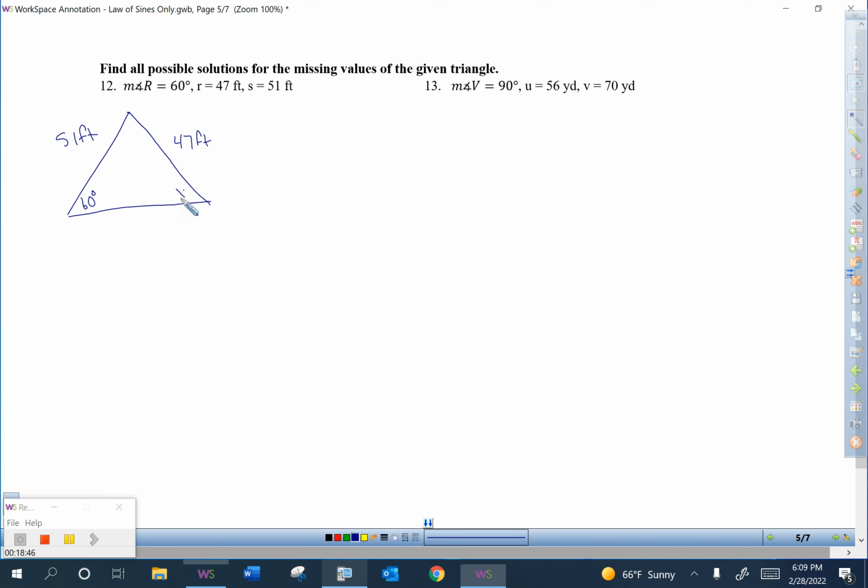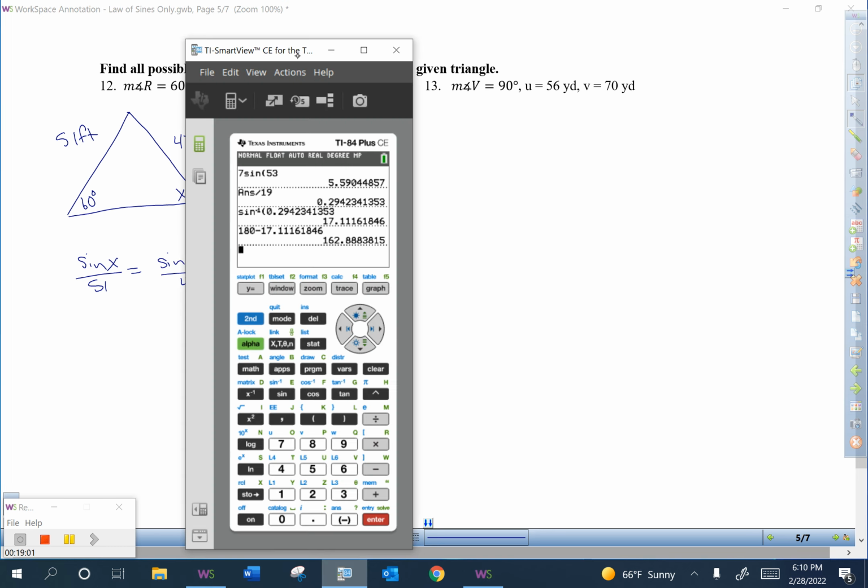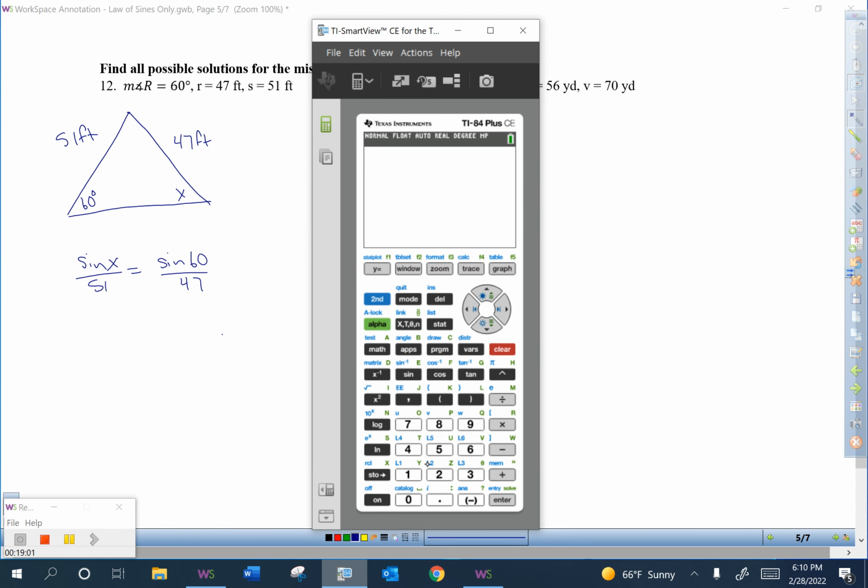And we're always going to start with across from it. This process matches exactly what we were just doing. So sine of x over 51 equals sine of 60 over 47. And we're putting that into our calculator. 51 sine 60, enter, divided by 47, and we're taking the inverse sine of that. Our number is going to be possible here. So this is about 70 degrees.